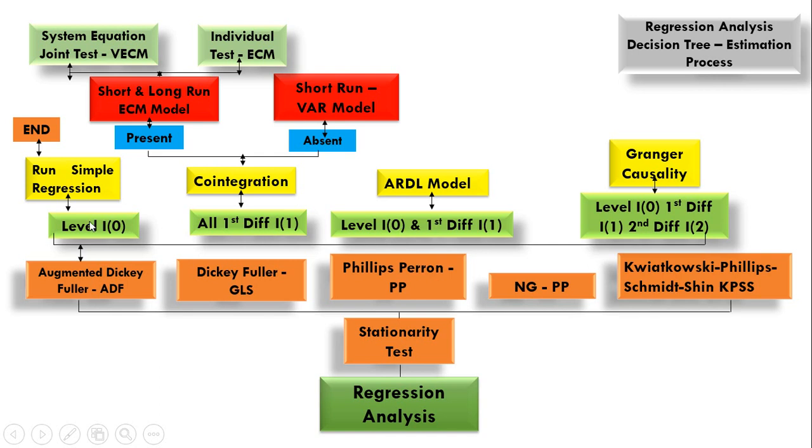Your variable turns out to be a combination of order 0 and order 1, which means it turns out to be a mixed order of stationarity at I(0) and I(1). Likewise, your variables can turn out to be I(0), I(1), and I(2).